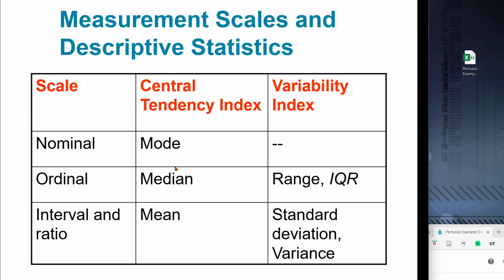For nominal data, the mode is used for central tendency, while variability measures are not applicable. For ordinal data, the median is often used as the central tendency measure, and the range and the IQR measures of variability can be used. For interval and ratio data, the mean can be used for central tendency, while variability measures like variance and standard deviation are commonly employed to assess the spread and dispersion of the data.